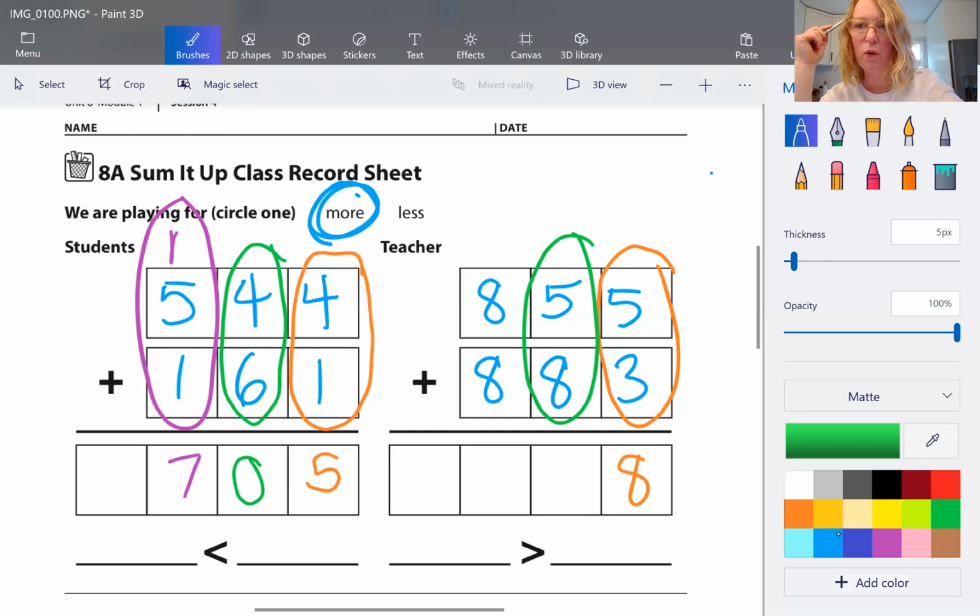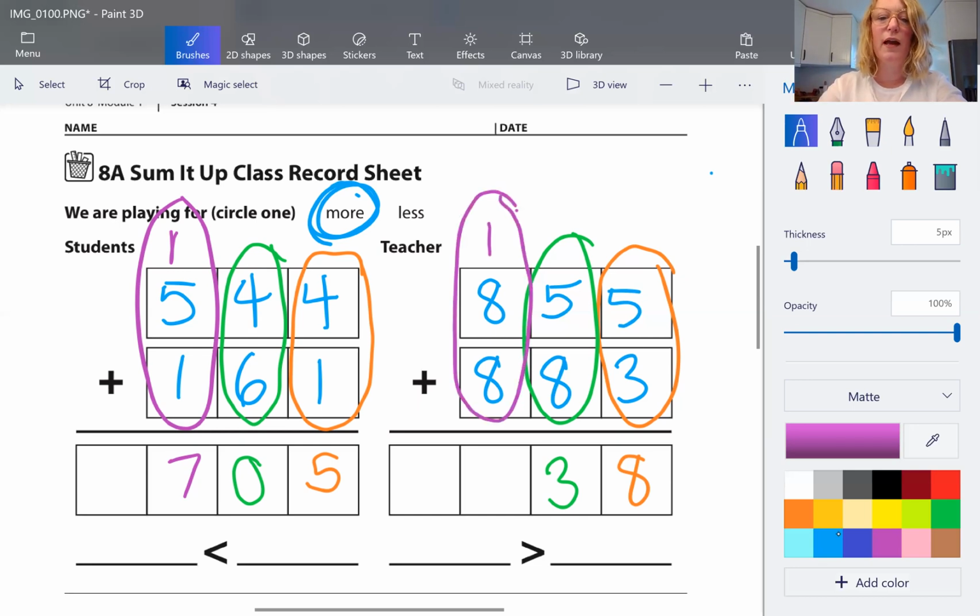How many tens are in 130? You are absolutely right. There's 3 tens in 130. How many hundreds are in 130? 1. 100. So we're going to move it over here to the hundreds place. Now I have 100 plus 800 plus 800. I know that 8 plus 8 is 16. So 800 plus 800 would be 1600.